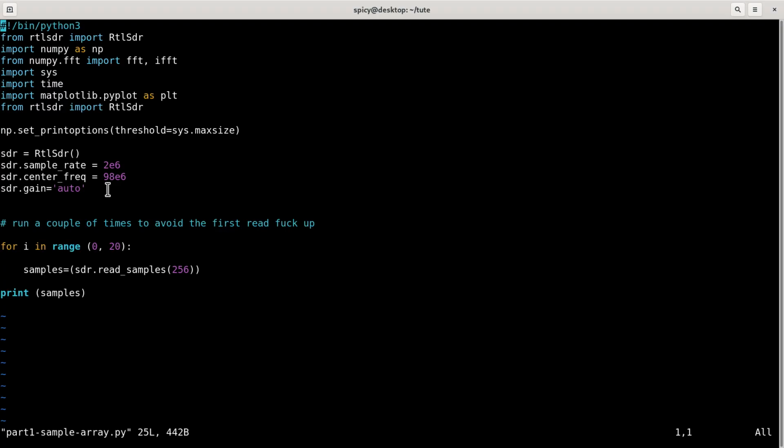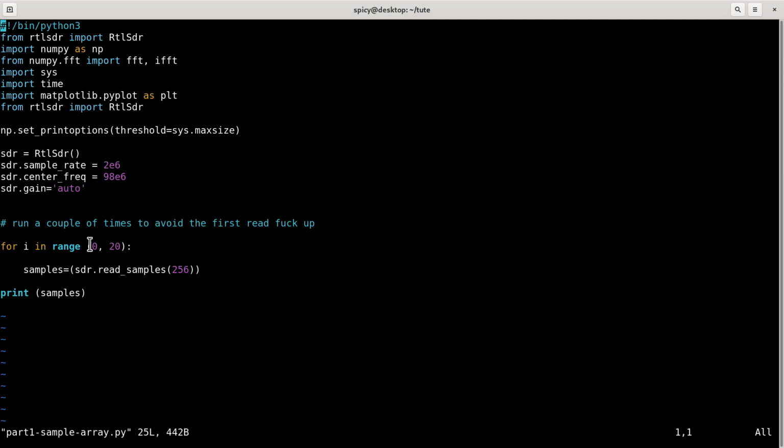This is a very simple little program I've got here just to show you some samples. This is just to access the device. This is the sample rate. Now that's saying it's going to do 2 million samples a second. So every second it's going to check what's going on 2 million times. The center frequency, that's not too important for this. The main thing is I'm going to read 2 million samples a second.